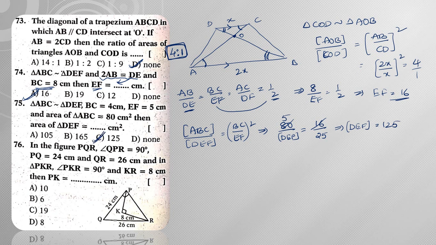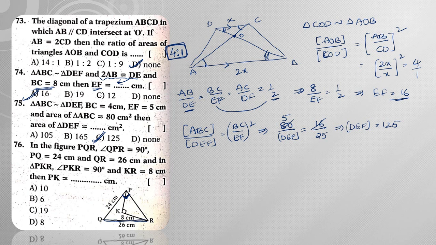Next, in the figure PQR, angle QPR is 90 degrees and PQ is given as 24 centimeters and QR is 26 centimeters. Now clearly, since this is a right angle, this particular side acts as the hypotenuse.